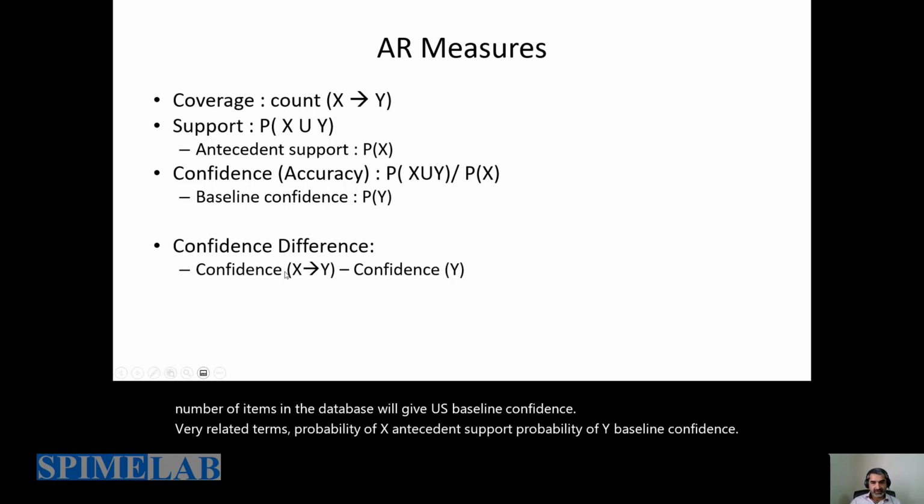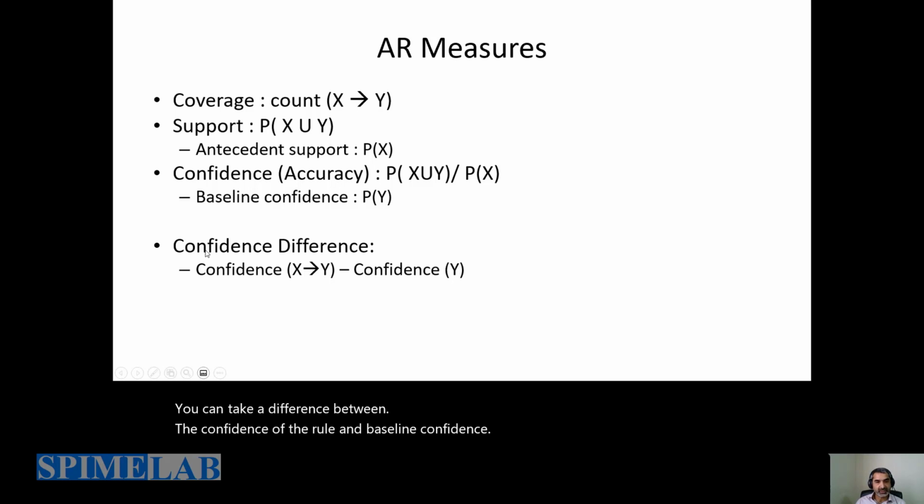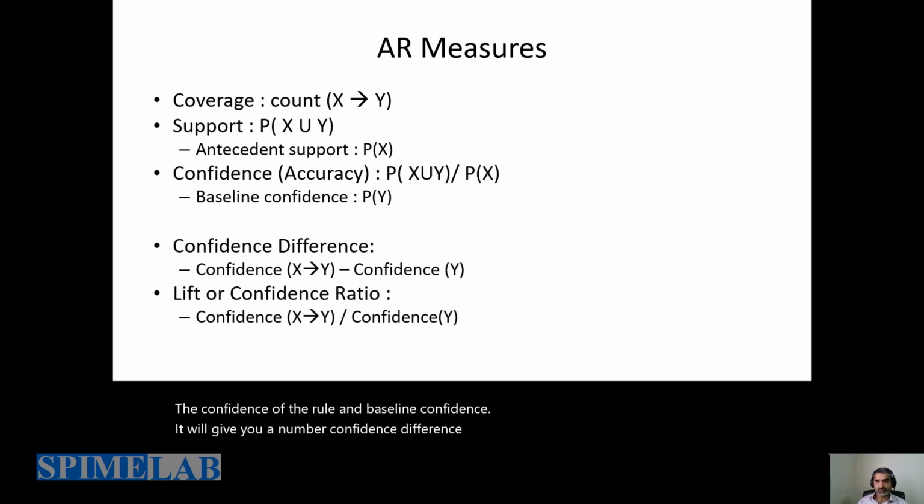You can take a difference between the confidence of the rule and baseline confidence. It will give you a number, confidence difference. Or you can take a ratio of both: confidence difference and confidence ratio. They both are used to detect very uncommon but useful rules.